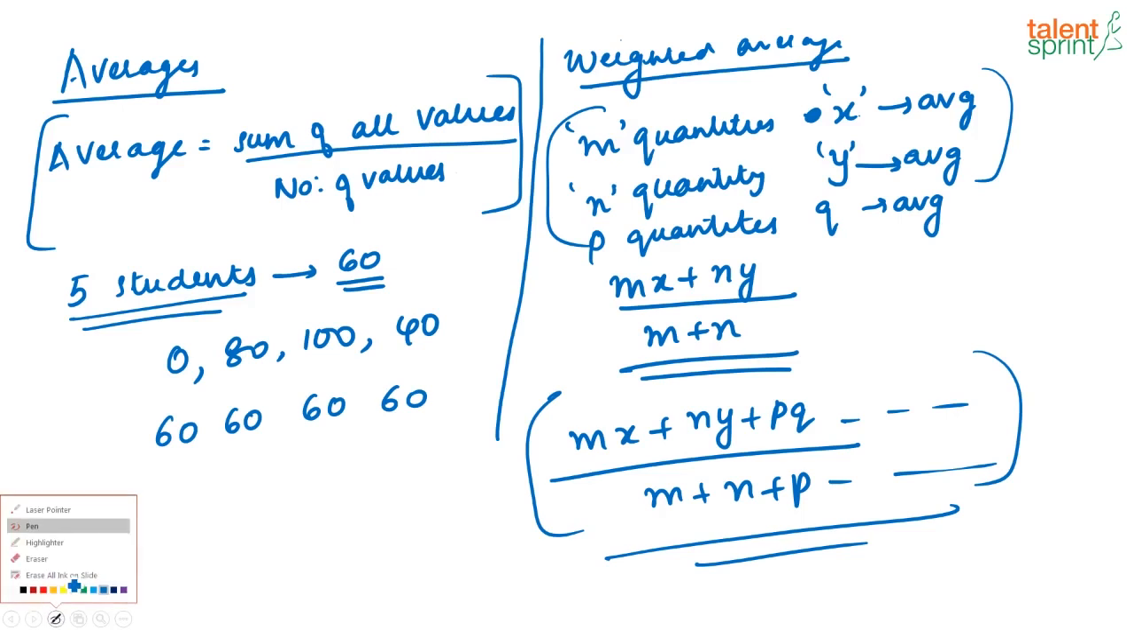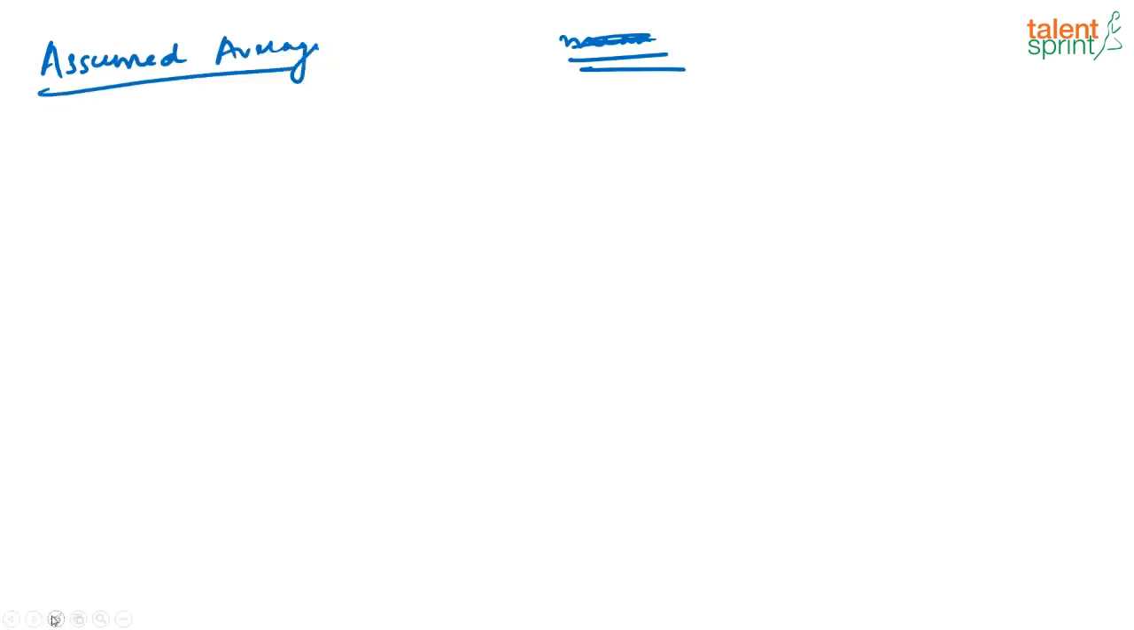The next important concept when it comes to averages that all of us should know is assumed average. How do you calculate assumed average? What is assumed average first of all? Assumed average is actually used to calculate the actual average. What does the word assumed mean? Assumed means it's an assumption, correct? So basically, assumed average is an average that you are assuming, that is not the real average, but you assume that to be the average and then find out the exact average using that. That is what assumed average means.